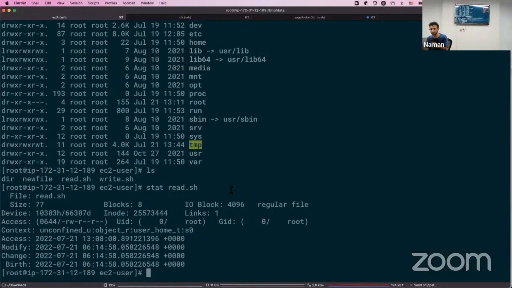And actually, it also depends on the file system that you're using, because depending on the file system, the implementation might be different. But inodes will be there in pretty much all of them.